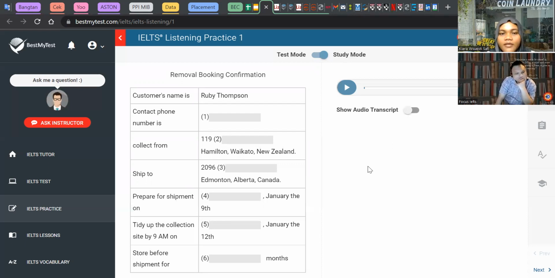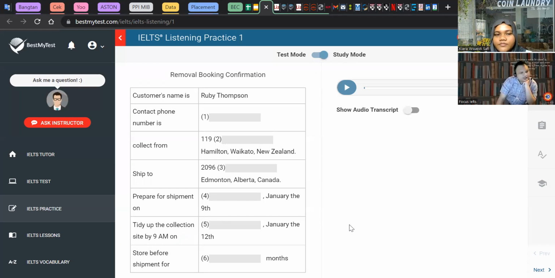Okay, so as I've said before, this is a removal booking confirmation. There will be some details of the customers that are asked from the audio recording, like customer name, contact phone number. There's a collect from, a ship to, prepare for shipment on, and tidy up the collection at the store before shipment. So before we listen to the audio, I want to ask you, what does ship mean to you? Ship means sand. Okay, that's great. What does this mean?